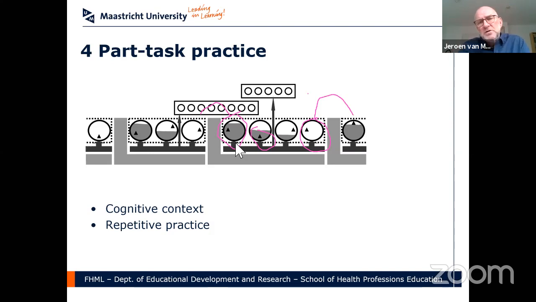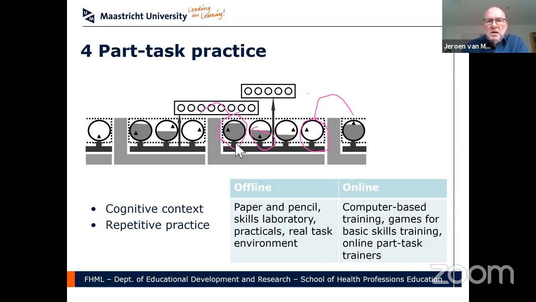Well, this is actually the schematic representation of a whole educational program based on the 4 components. For the part task practice, again, it can be done offline, paper and pencil, or a skills laboratory, or part task trainer in a simulation lab, or the real task environment. And we also have online equivalents, computer-based training, games for basic skills training, online part task trainers that give the online equivalent.